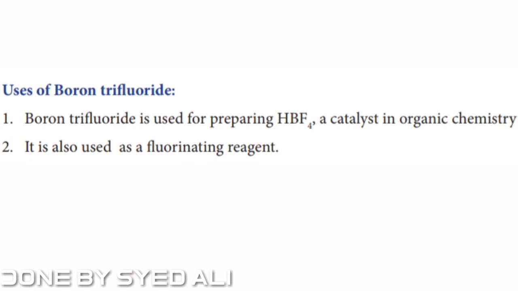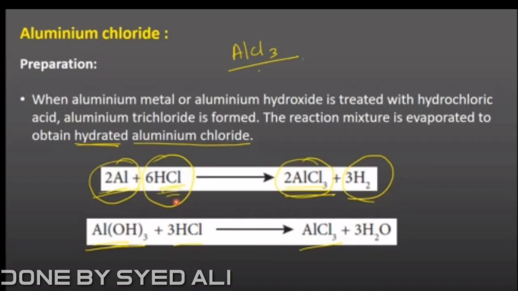Uses of boron trifluoride. Boron trifluoride is used for preparing HBF4, a catalyst in organic chemistry. It is also used as a fluorinating reagent. Next we shall study about aluminium chloride. Preparation. When aluminium metal or aluminium hydroxide is treated with hydrochloric acid, aluminium trichloride is formed. The reaction mixture is evaporated to obtain hydrated aluminium chloride.